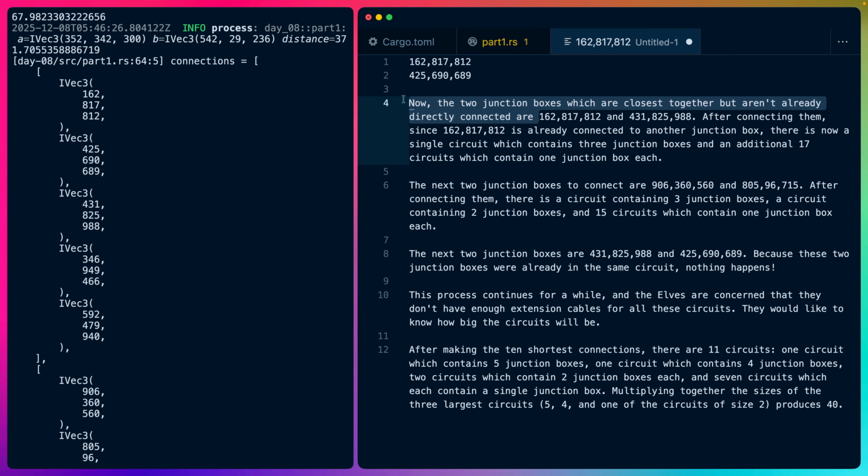So we start with a cluster of 162 and 425. We start with a cluster of these 3 for the next one. Next cluster is 906, 805. Next 2 junction boxes are 431 and 425, which are already in, so we end up with the same connections list. Well, that's really unfortunate. Where's our 10? After making the 10 shortest connections. So it's just total 10? Because we don't make connections if connections already exist, right? I think this is what it wants.